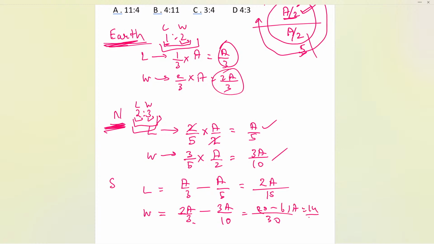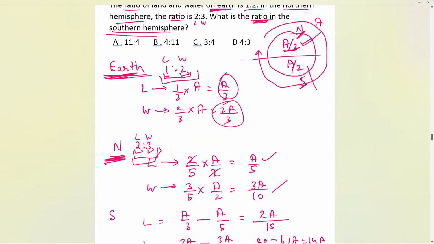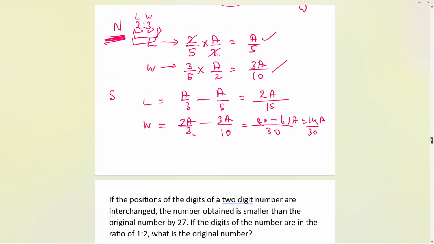That is coming out to be 14 by 30 over here. Now, what do we need? We need in the answer the ratio. Ratio of what? Ratio in the southern region, which is land to water only. We have calculated already land and water for the southern region. So, let us divide: 2A by 15 divided by 14 by 30 over here.